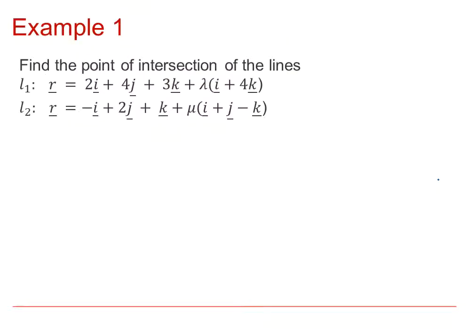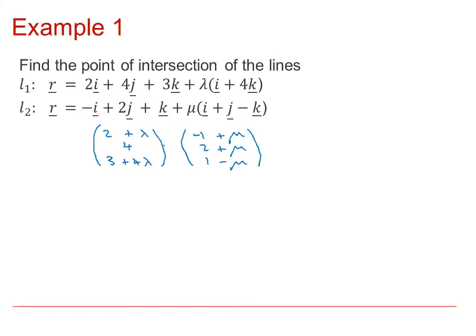So in this example, we need to find the point of intersection of these two lines. The first thing I would do would be to write line L1 as a single column vector. So that is 2 plus lambda, that's the x component. The y component is simply 4, and the z component is 3 plus 4 lambda. And I do the same for the line L2. So that's minus 1 plus mu, 2 plus mu, and 1 minus mu.